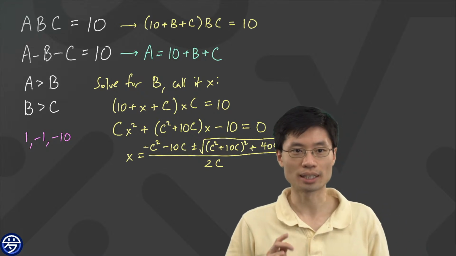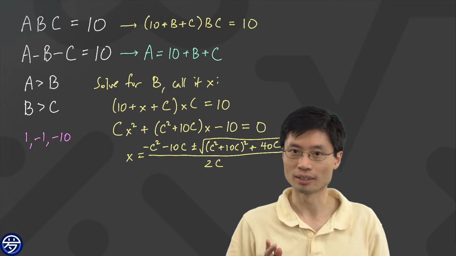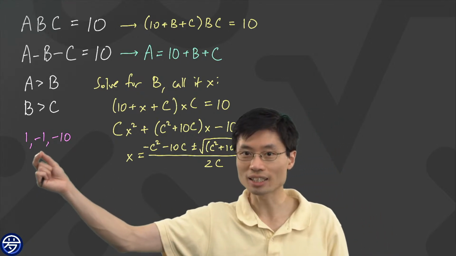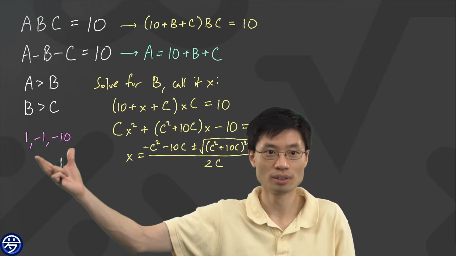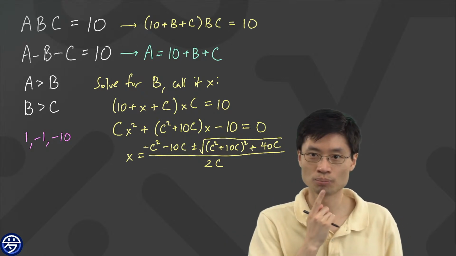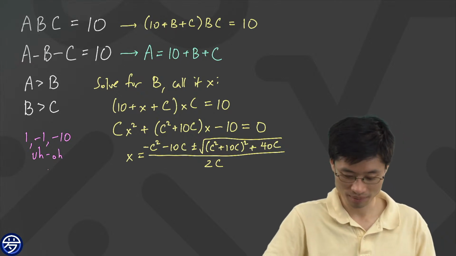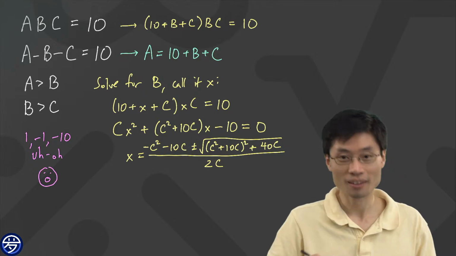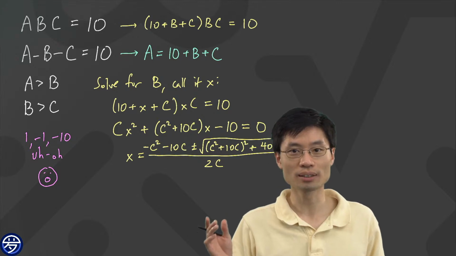So somebody said that A is 1, B is negative 1, and C is negative 10. Are you sure? I don't think that works, because 1 minus minus 1 minus minus 10 is actually going to give you 12. So that's not so good.